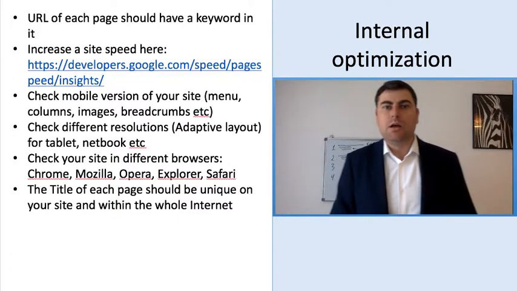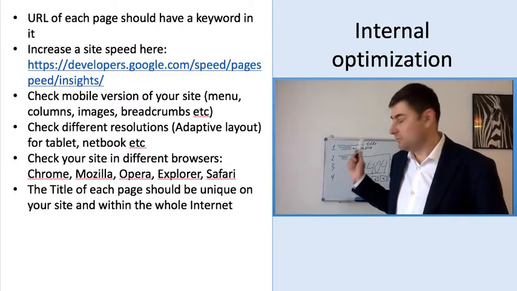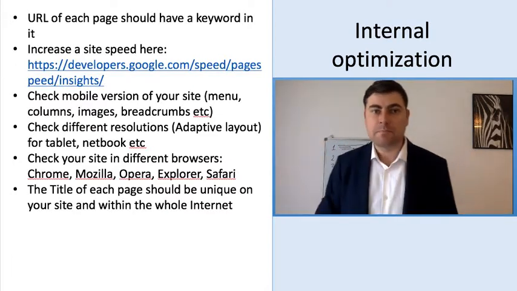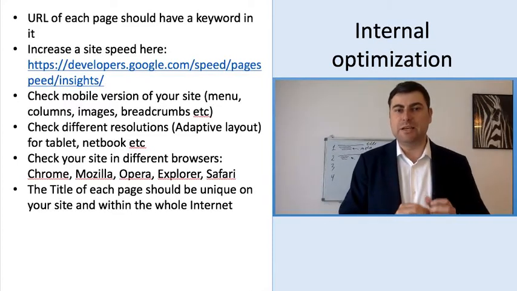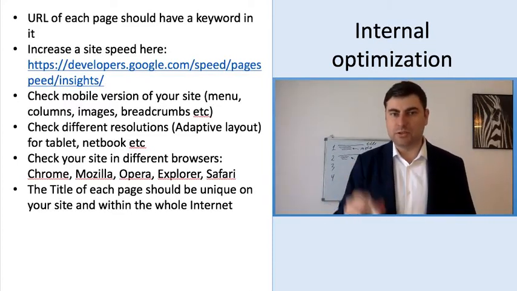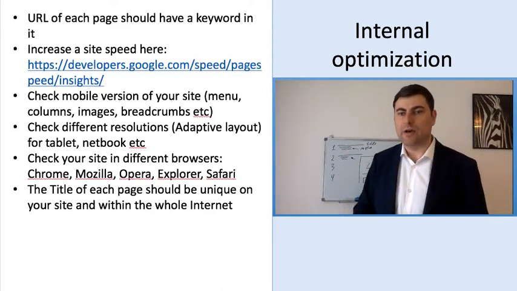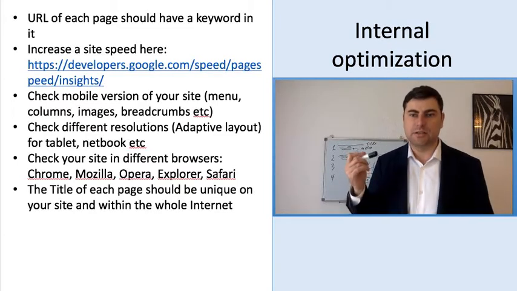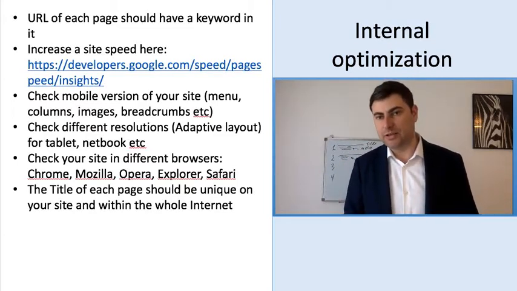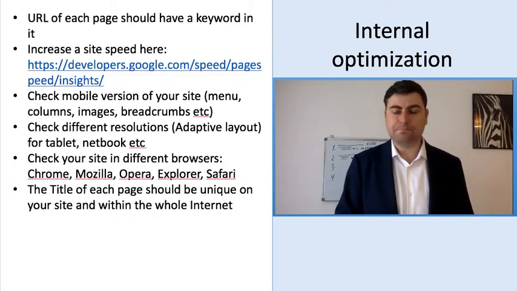Okay. The URL of each page should have a keyword in it. We already talked about this, and the title we put here. Then increase the speed of your website. Go to developers.google.com, check the speed of your website, write down all the suggestions, and if you can fix them, fix them, or just pay your programmer and he will do that for you.